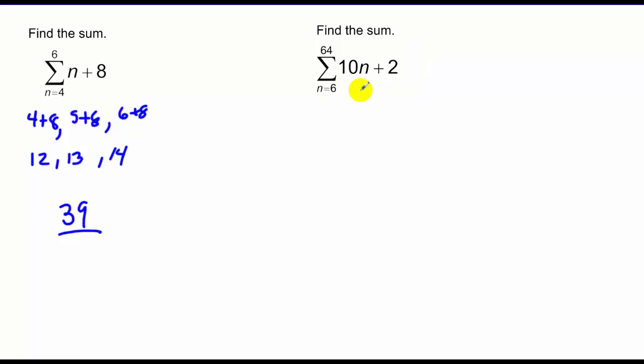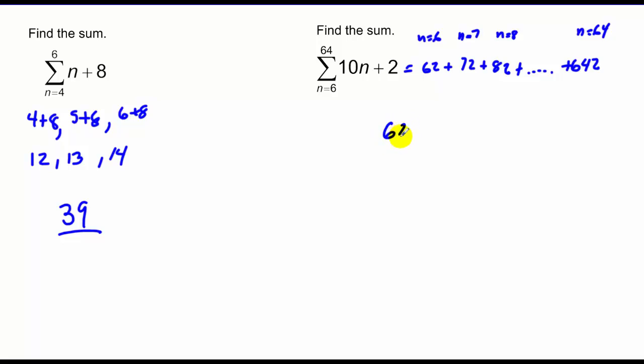Now in this case, I start plugging numbers in. Plug in a 6, and I get out 62. Plug in a 7, I get out 72. Plug in an 8, I get out 82. And I keep going until I plug in a 64, which ends up being a total of 642. It's clear to see that this is a pattern that's arithmetic, so it's an arithmetic series. But the question is, how many terms do I have? Because I have my first term, which is 62. I have my last term, which is 642. I'm going to divide that by 2, but I need how many terms are in the sequence.